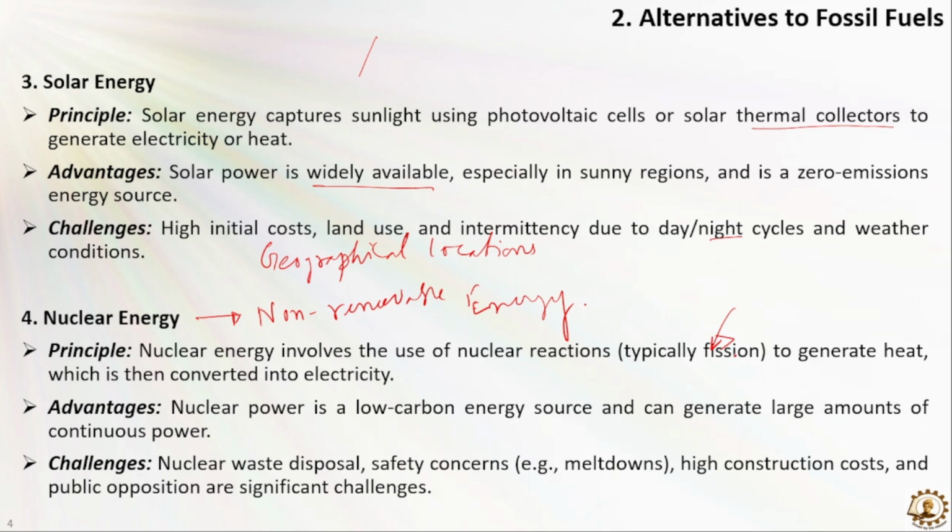The advantage is that it is a low carbon energy source and can generate large amounts of continuous power. That's why for long-term power generation in vehicles like submarines, when they take a dive in the sea for 6 months or so, we can use a nuclear powered submarine, which can be in stealth mode. And another advantage is that we get a byproduct of nuclear waste which is very useful in medical science. Basically, the isotopes we get as a waste from nuclear energy.